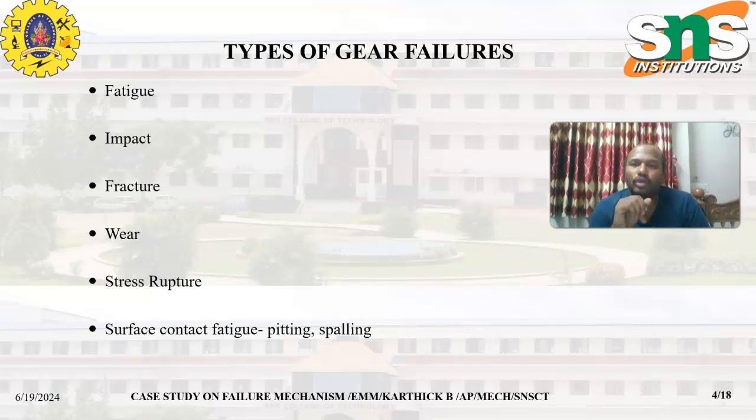Before going to the case study, we have to see what the common types of gear failures are. First one is fatigue. Second one is impact. Third one is fracture. Fourth one is wear. Fifth one is stress rupture. The last one is surface contact fatigue, which has two types, pitting and spalling. So these 6 types are the failure types for the gear.